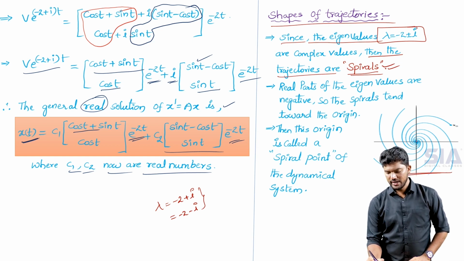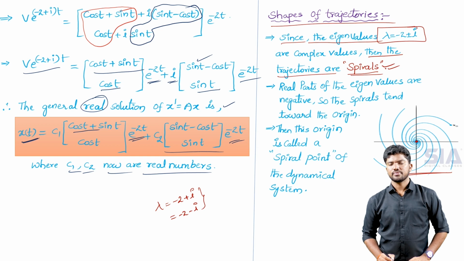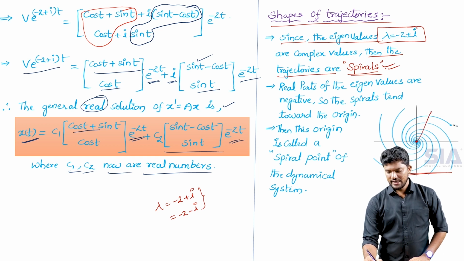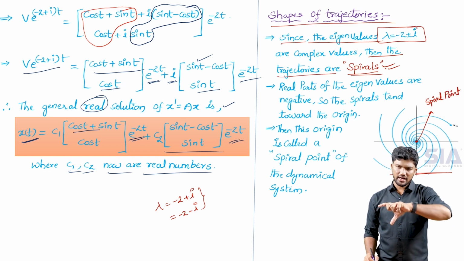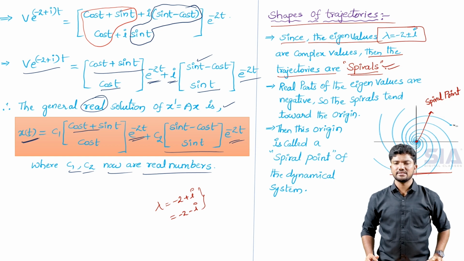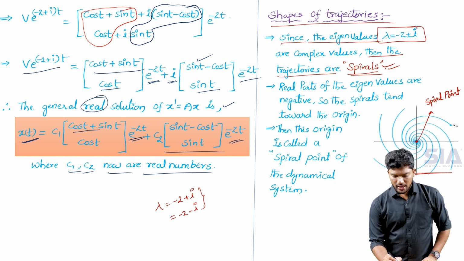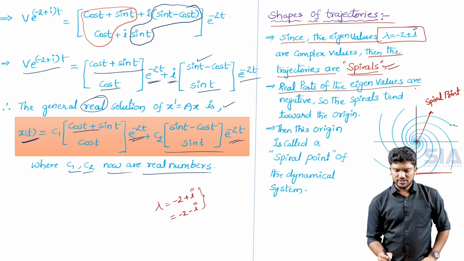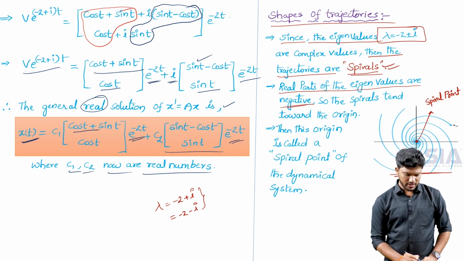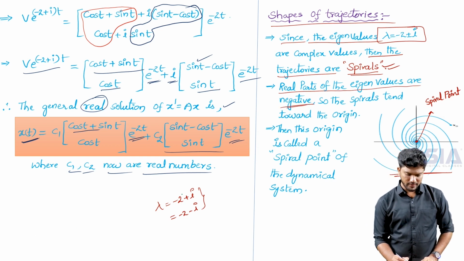So this point is the center. This center is called a spiral point. Whenever you get complex eigenvalues, the resultant origin that has some relation with the trajectories is called a spiral point. Real parts of the eigenvalues are negative. Here the real part is nothing but this value.